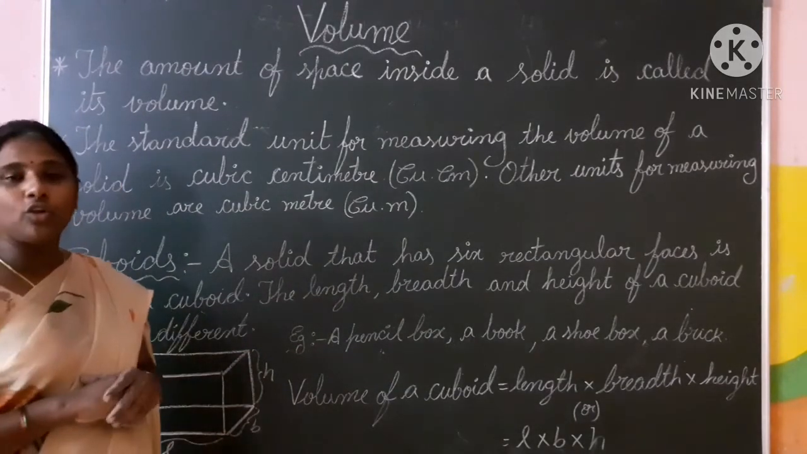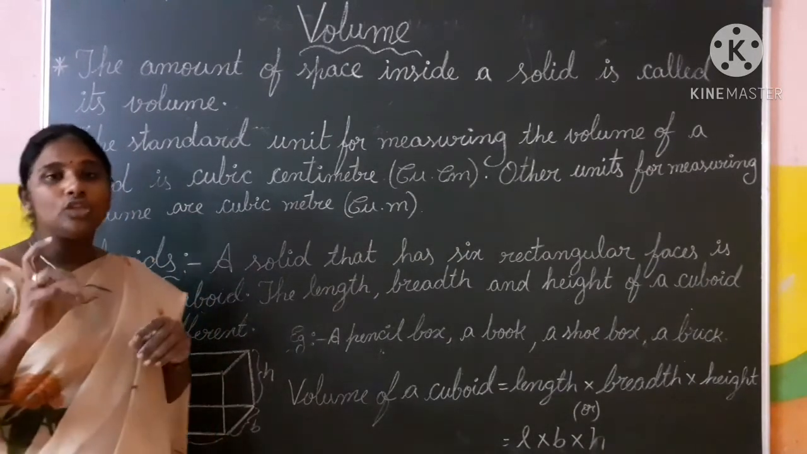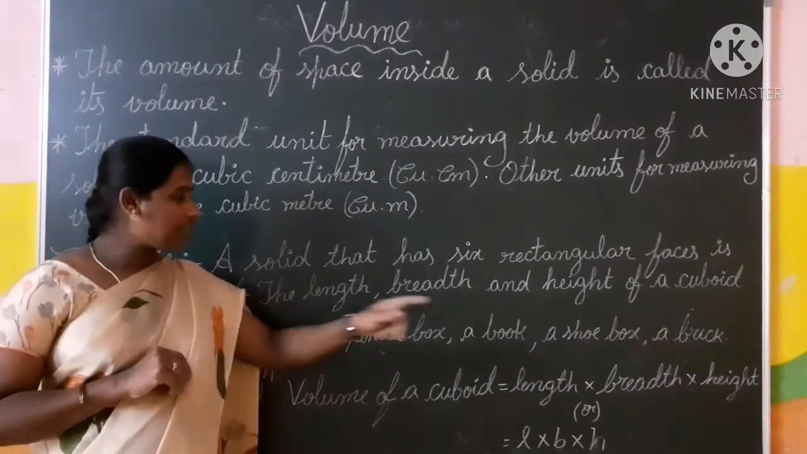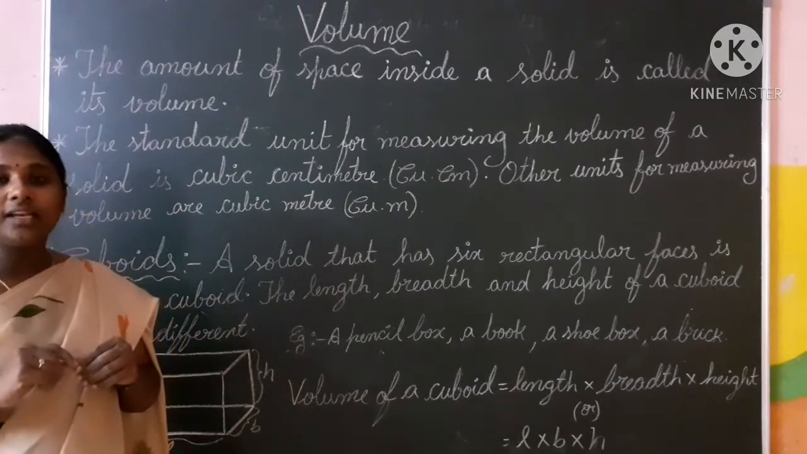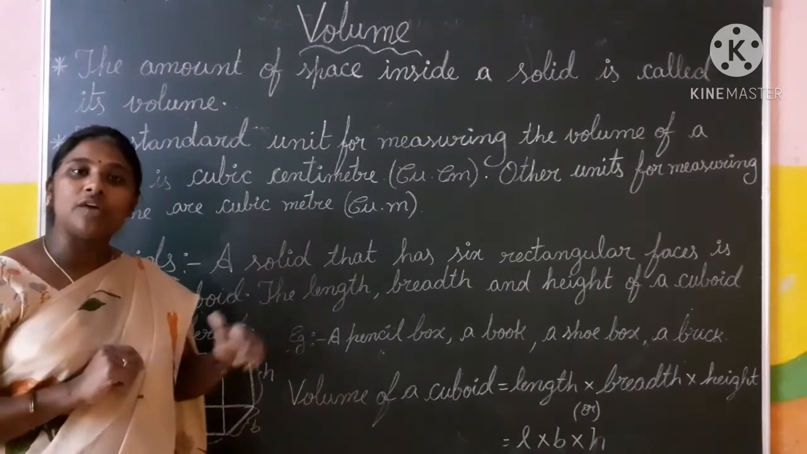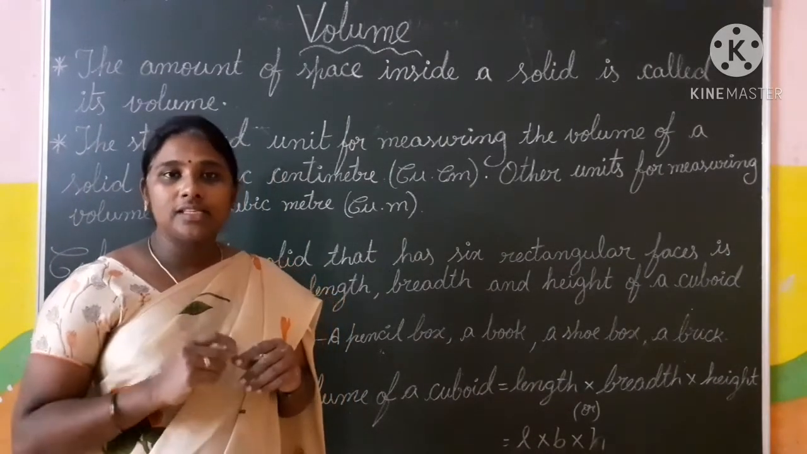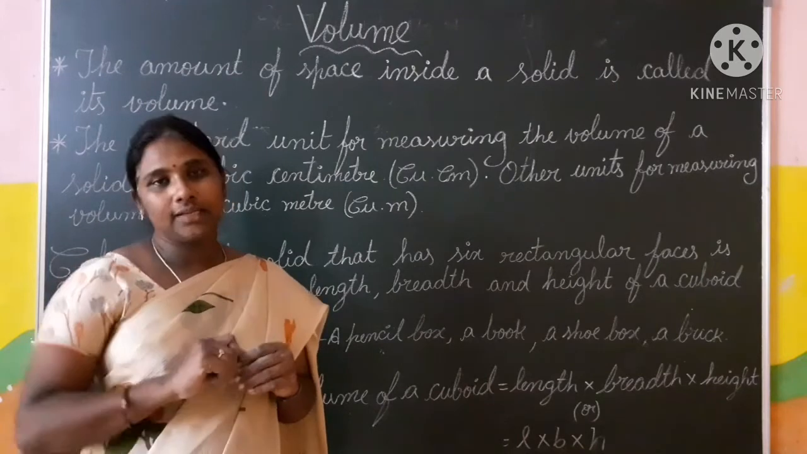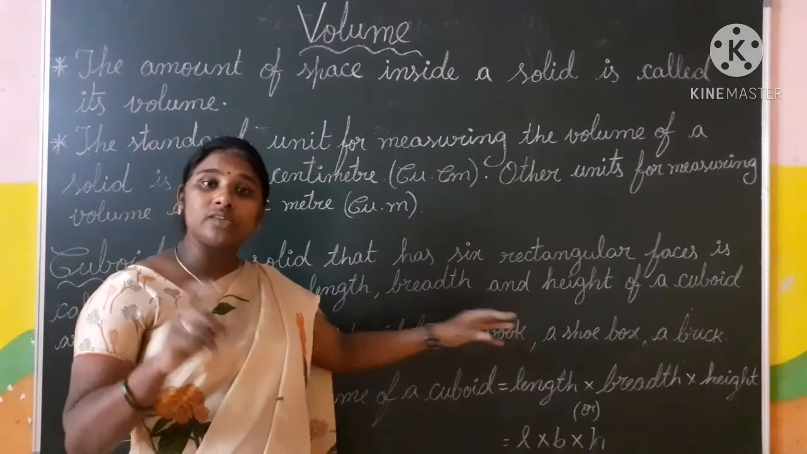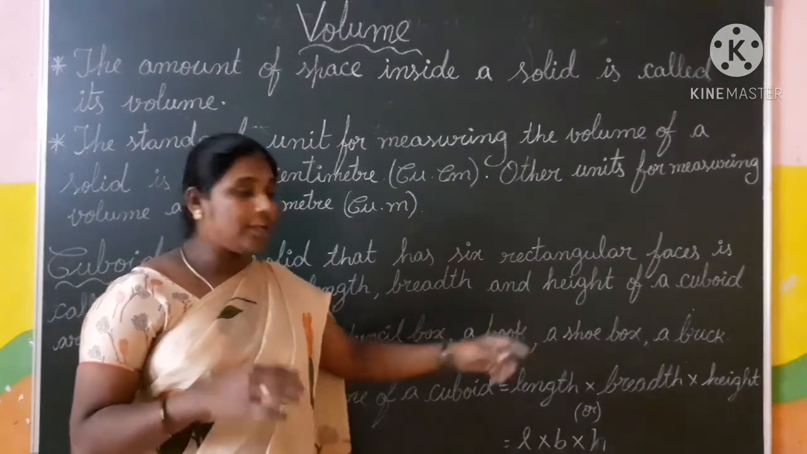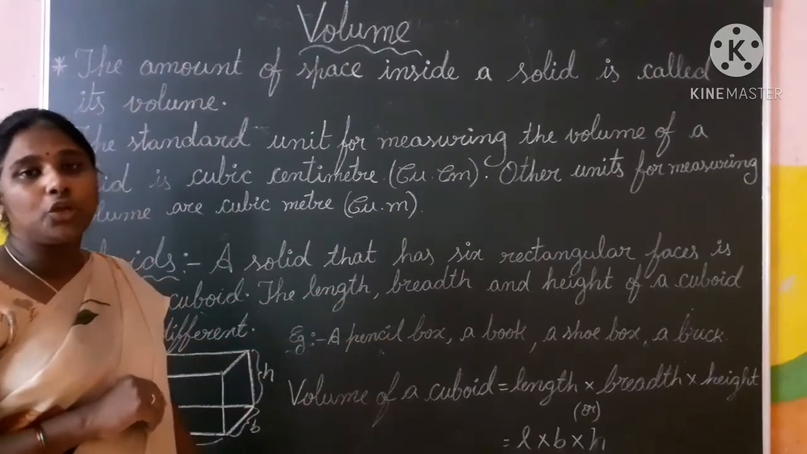Examples of a cuboid: do you know the duster? Yes, the duster, pencil box, a book, a shoe box, a brick, an eraser. These are all examples of a cuboid. Duster, eraser, pencil box, brick, and a book. A book also has the shape of a cuboid, and a shoe box. All of these are the shape of a cuboid.